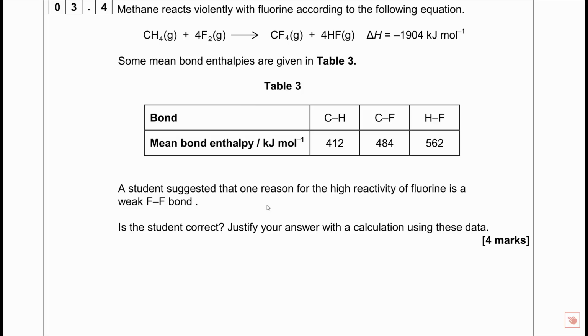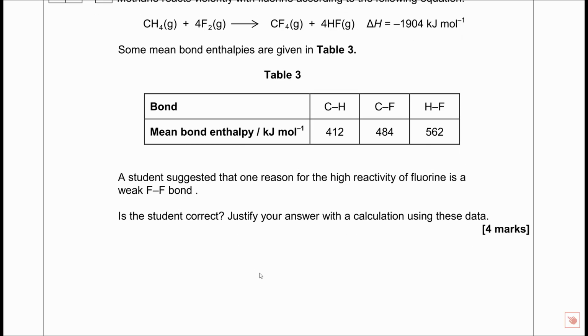Why are they doing this every time? Honestly, I feel like they're just making this needlessly hard every time. This is definitely harder than the past papers. So, rather than work out enthalpy change using the bond enthalpies, you're actually having to work out the bond enthalpy of the FF bond.